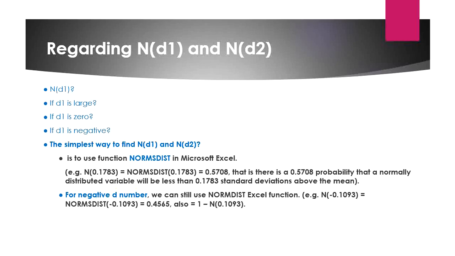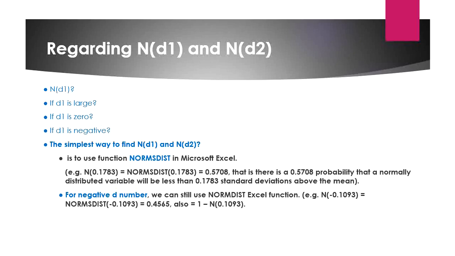Now we need to shed more light on N(d1) and N(d2). N(d1) is actually the probability that a normally distributed variable will be less than d1 standard deviations above the mean. If d1 is large, then N(d1) will approach 1, meaning that you can be almost certain that the variable will be less than d1 standard deviations above the mean.